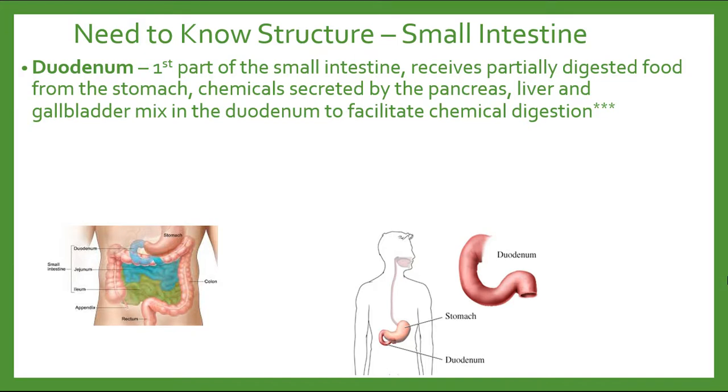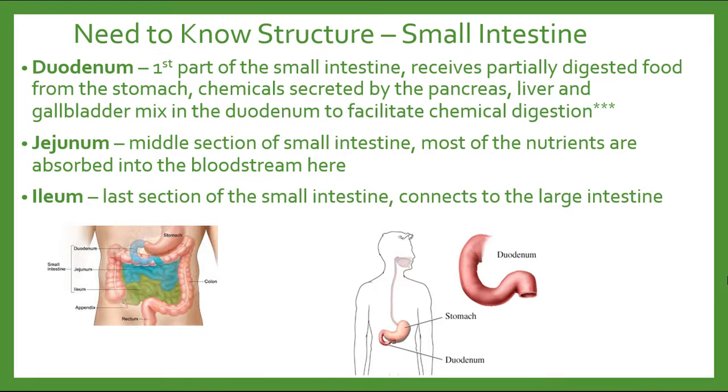Now, the first section of the intestine is the duodenum, which will receive that partially digested food from the stomach. Other substances, other chemicals coming from the pancreas, the liver, and the gallbladder, will all enter directly into the duodenum to end digestion here. So the majority of digestion will take place within the duodenum, the small intestine.